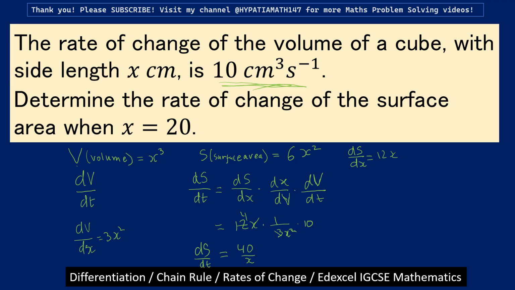So now we need to find the rate of change of surface area when x is 20. So at x equals 20, I'd get dS out of dt, sorry, this is the capital S, not small s. So this is surface area S. So that would be 40 out of 20, substituting x equals 20. We'd get 2, and that is 2 centimeters square per second. And that's the answer.